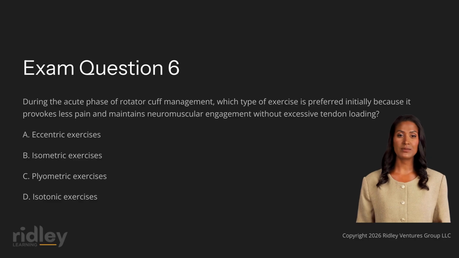Rationale. Isometric exercises are preferred initially during the acute phase because they provoke less pain and maintain neuromuscular engagement without excessive tendon loading. The majority of clinicians recommend isometric exercises during this initial phase.